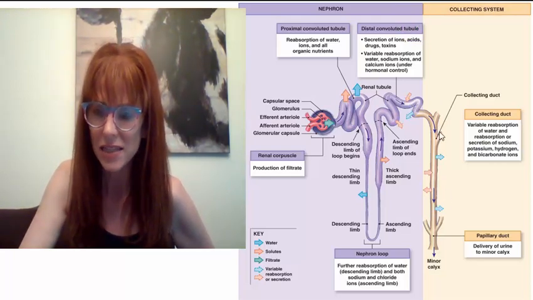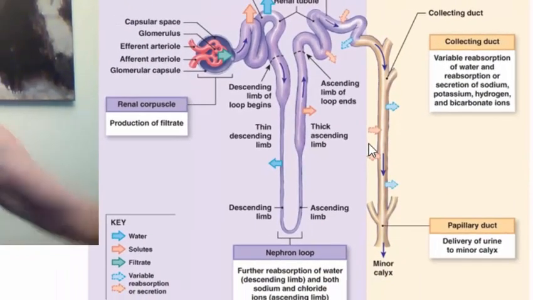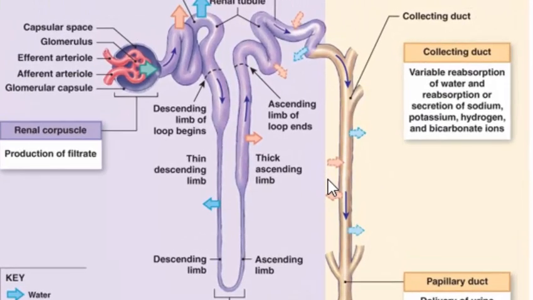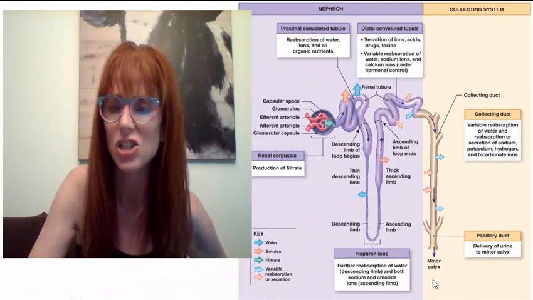And then we come to the collecting duct. The collecting ducts, all of the collecting ducts that receive filtrate from all of the nephrons, they all merge at those renal papillae, which are at the tips of the renal pyramids. And here the filtrate will then enter into a minor calyx, which we will then refer to as urine.